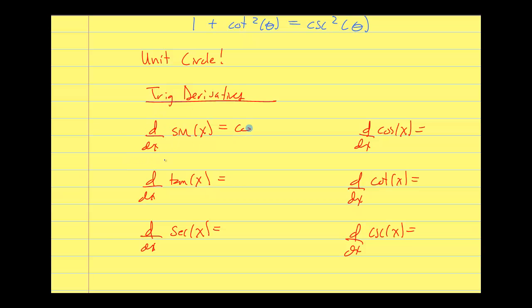The derivative of sine is cosine. The derivative of tangent is secant squared. The derivative of secant of x is secant of x tangent of x. The derivative of cosine is a negative sine of x. The derivative of cotangent is negative cosecant squared of x. And the derivative of cosecant is negative cosecant x cotangent of x. And again, they simply need to be memorized. You just need to memorize them.